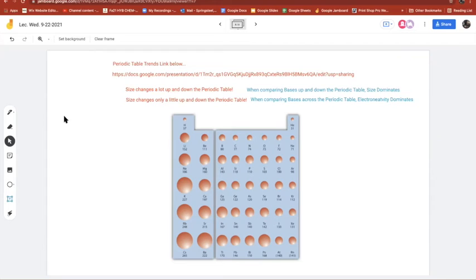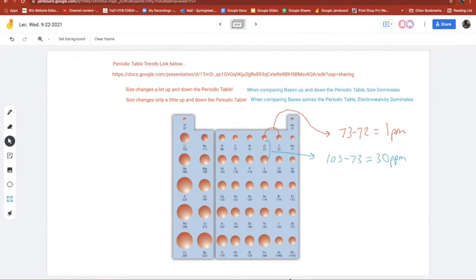The difference between oxygen and fluorine across the periodic table is just 73 minus 72. It's a 1 picometer difference in size, right? But then when you look down the periodic table, oxygen to sulfur, it's 103 minus 73. That's 30. So you can see the difference in size changes a lot down the periodic table, right? That's why size dominates down the periodic table, but electronegativity dominates across. There are only small changes across.